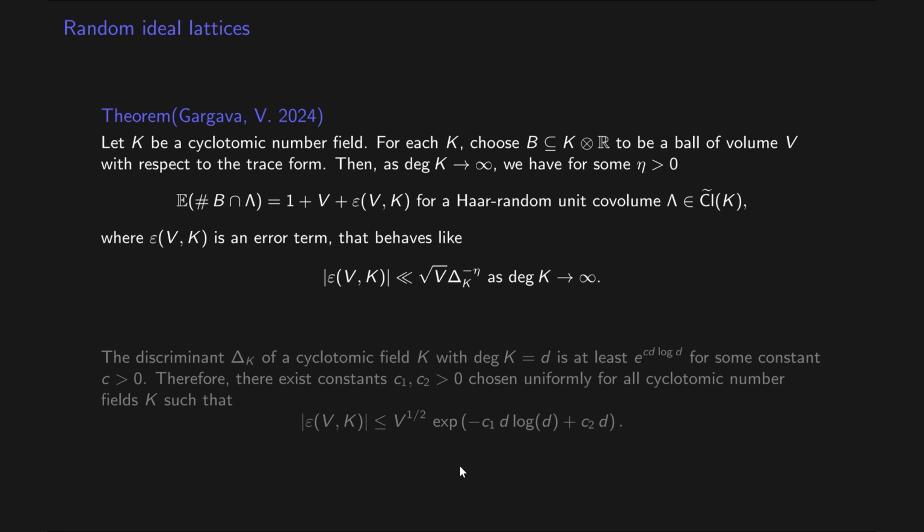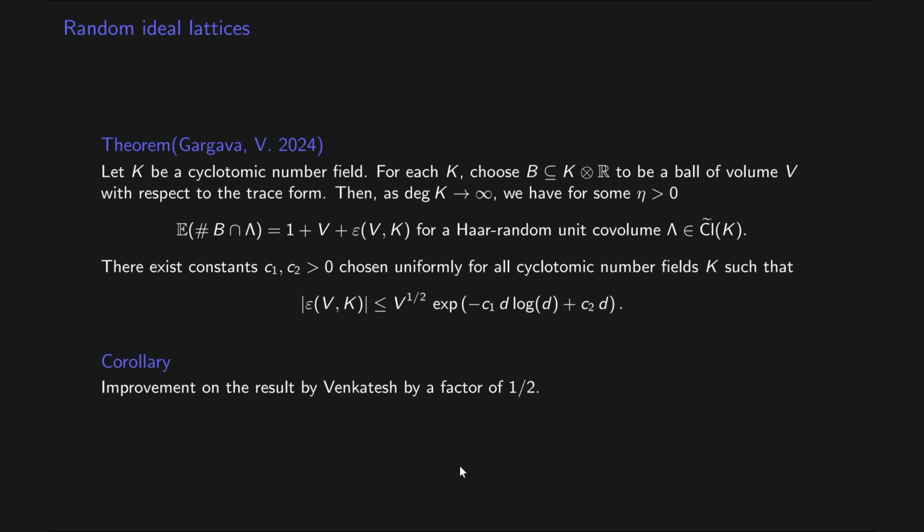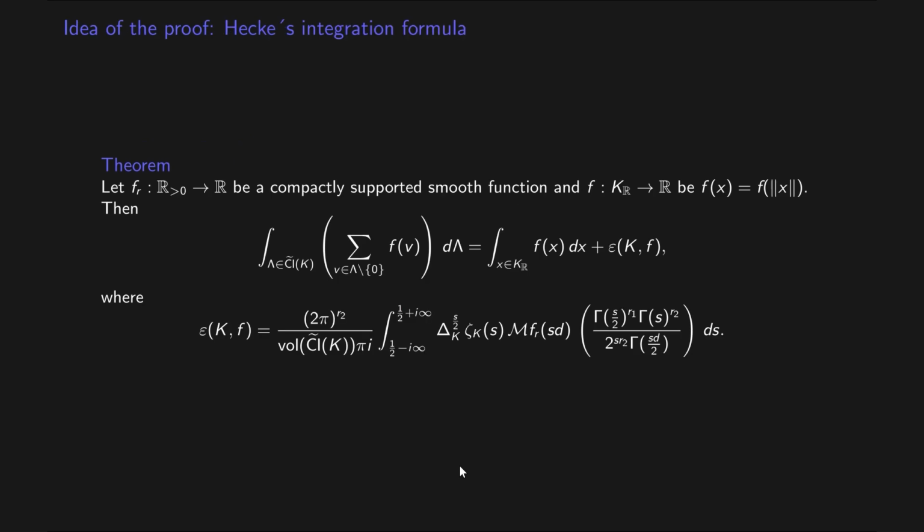And so now let me tell you how this formula was obtained. Maybe as a small corollary, this gives us an improvement of the Venkatesh bound by a factor of 1/2, which maybe right now is not so impressive. But another way to view this result is as a kind of equidistribution of ideal lattices inside of the space of all lattices, or a weak form of that.